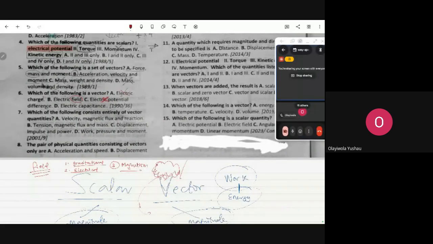So it is talking about what? Direction. Do you understand? So electric field is the correct answer, because that's the way it was. Direction. Don't forget, electric field intensity. Electric field. Is that clear, guys?